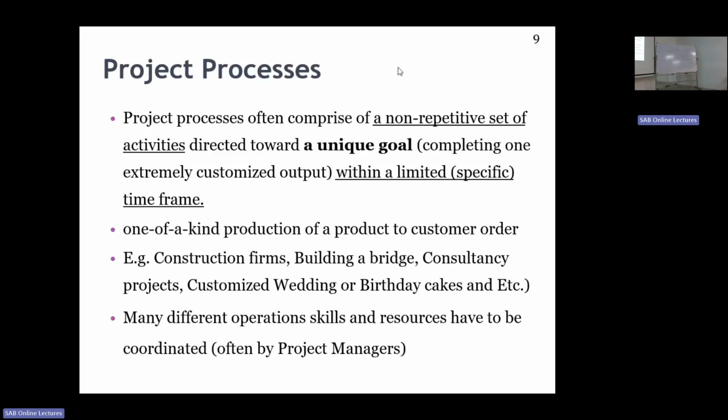Disadvantages: initial capital investment is high. Initial capital investment is still high, sometimes close to continuous processes, because they need to arrange everything from beginning to end. I mean, these are more or less similar, mass processes and continuous processes. The only difference is mass processes will be stopped from time to time, but continuous processes will continue forever.